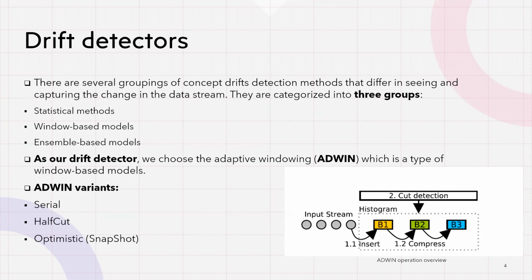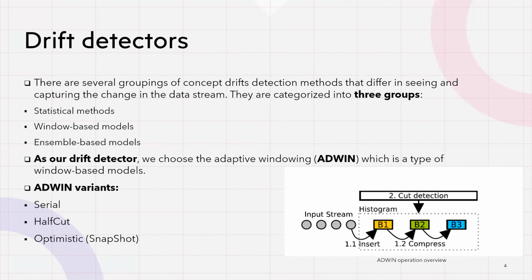So we need to be able to detect this change in data streams. And for this, we have three main classes of detectors used to capture this change. The first class is statistical, the second is window-based, and the third is ensemble-based. So we have chosen ADWIN as our detector because of its real-world capabilities in data streaming and also its open source availability in MOA, which is the largest framework for data streaming.